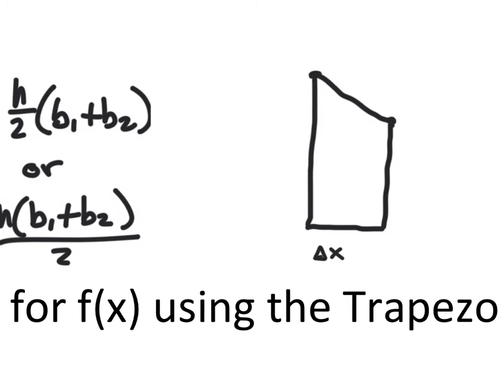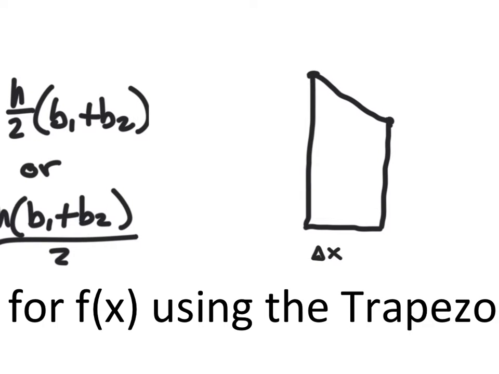And then these are just function values. The heights are just these different y values. So I'm going to call this, say, y sub 1 and y sub 2, okay? Meaning my first y value and my second y value, okay?